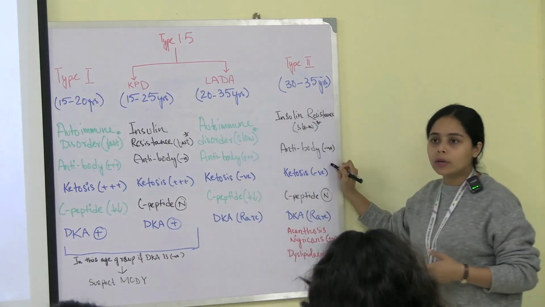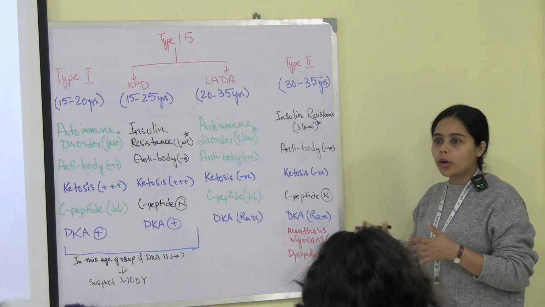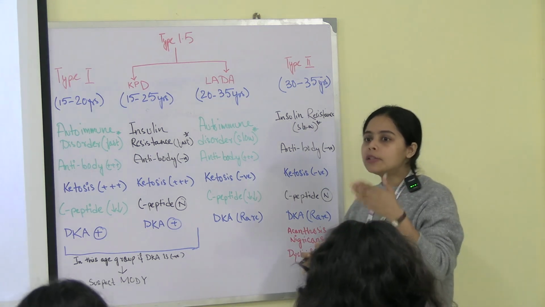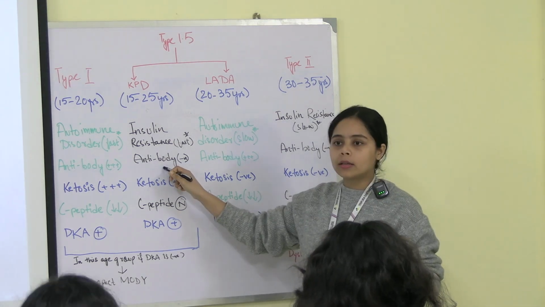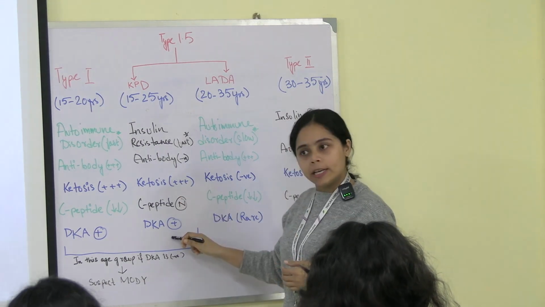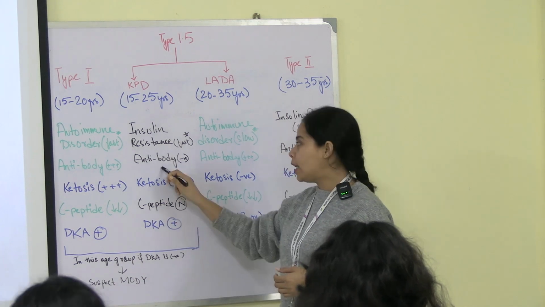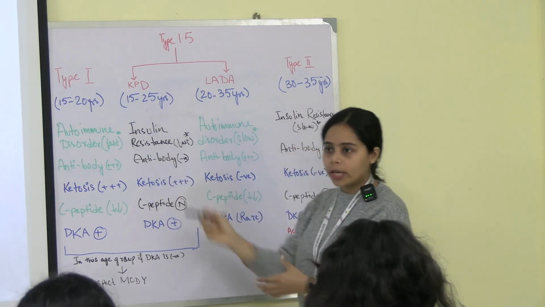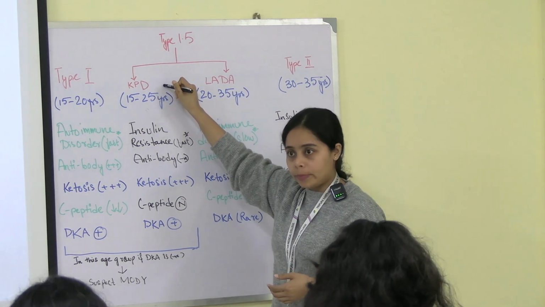But in type 2, it will not be there because the process was slow. The body was using the insulin, but in smaller percentage, and gradually it decreased. But here it is not that. The onset is all of a sudden. That's why ketosis will be there. DKA is positive. C-peptide will be normal, and antibody will be negative. So the answer is in the name, ketosis prone diabetes.